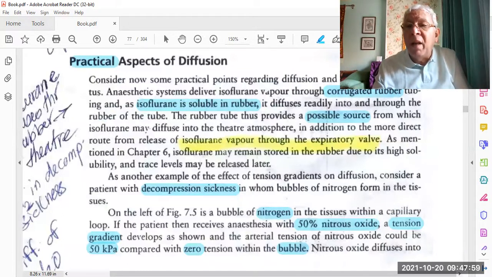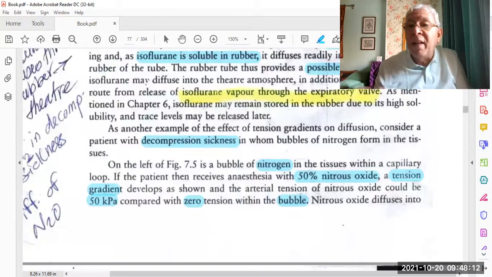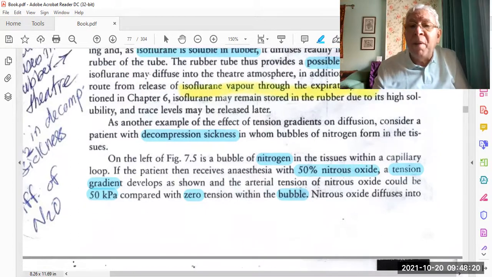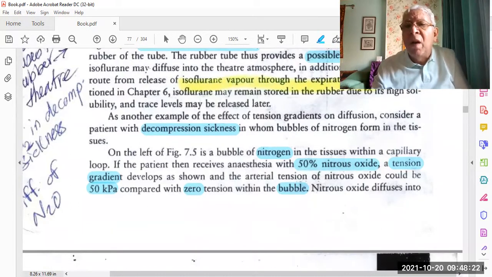Also, we can remember decompression sickness, where sea divers go downwards into the sea, and then the pressure of nitrogen is increasing, coming out in bubbles, obstructing the knees and pulmonary circulation and so on. So this is based on diffusion, also on Fick's principle.